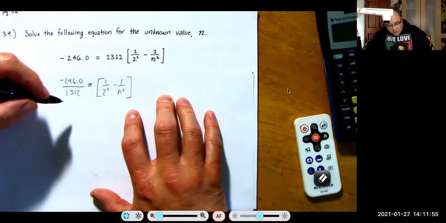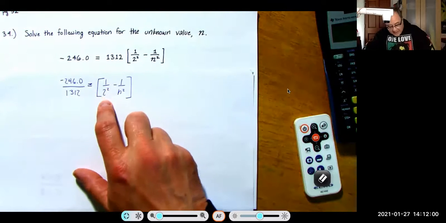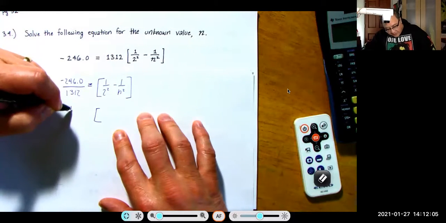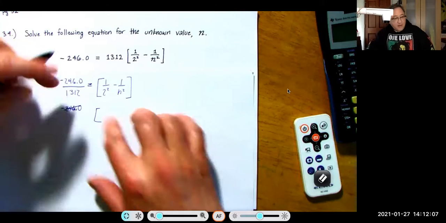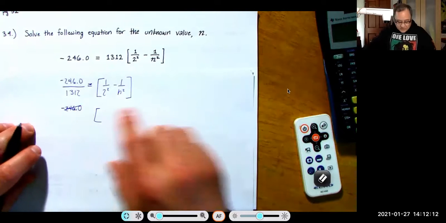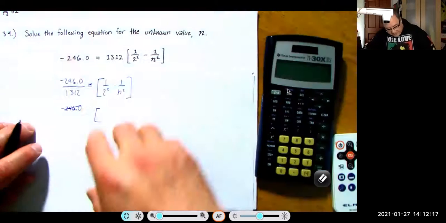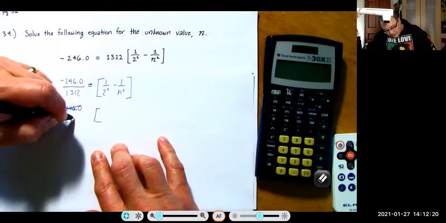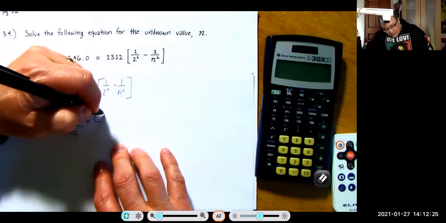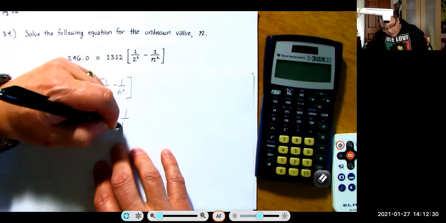Now, I don't like this 1 over 2 squared. And since the 1 is exact and the 2 is exact, I'm going to go ahead and just make that 246.0. And here, I could actually play with this if I wanted to. What I mean by that is I could do the work. I'm going to leave it. So I've got negative 246.0 over 1312 is equal to, I'm going to put 1/4 minus 1 over n squared.